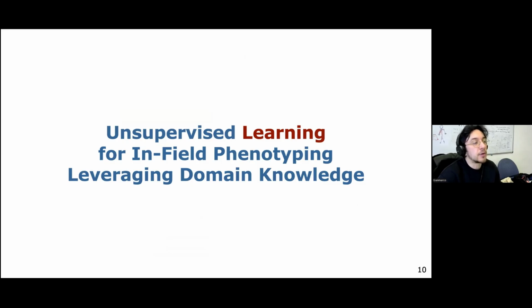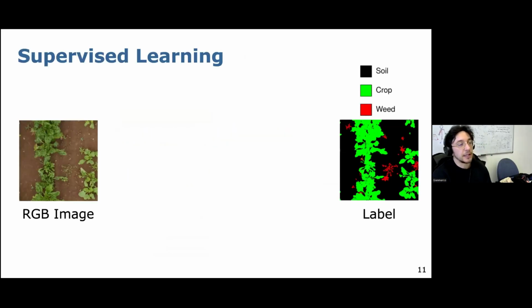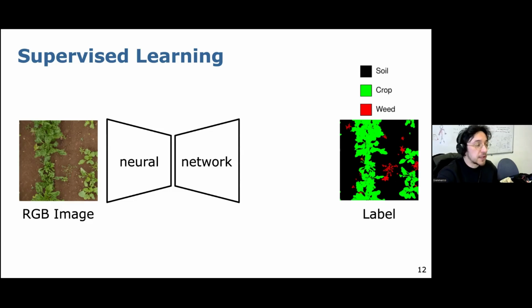And when we say learned, we usually refer to supervised learning, which starts with an image and a label. This label is a semantic one where we can still see the crop and weed and the soil in black. And usually what happens is that a researcher or some assistants need to label all of these images, so select each of the pixels and define which class they belong to, so that a neural network can process the image and predict an output.